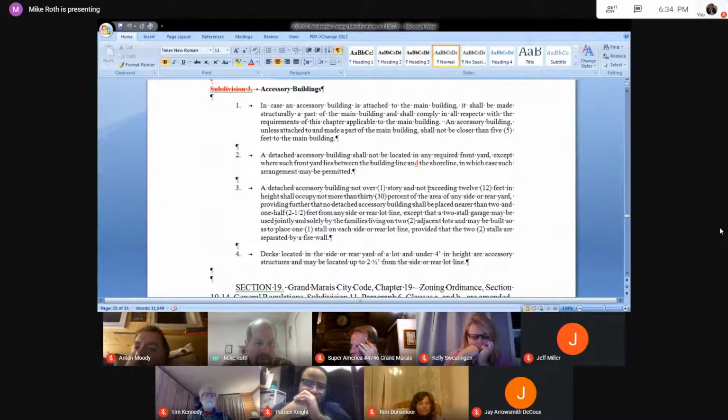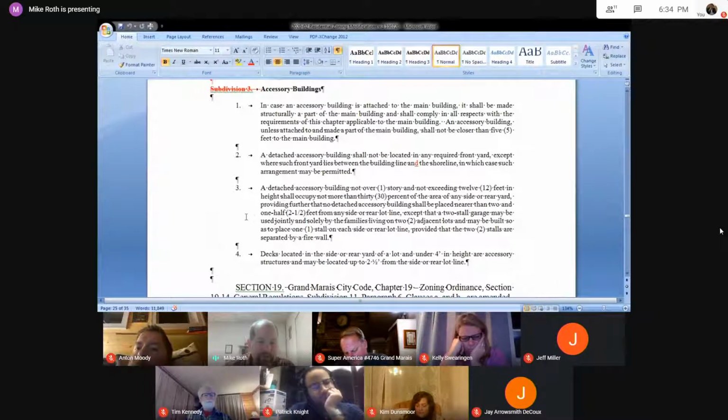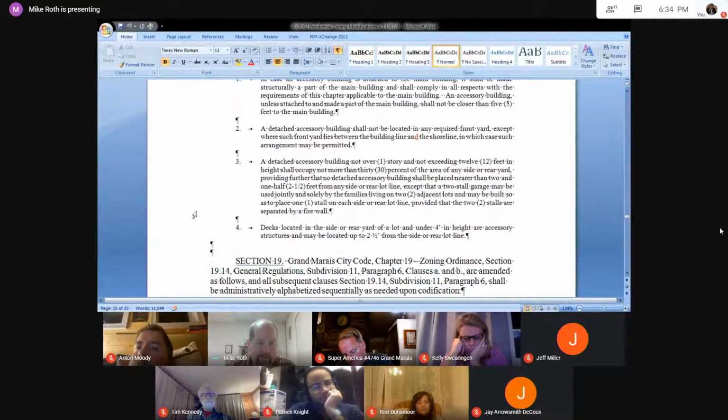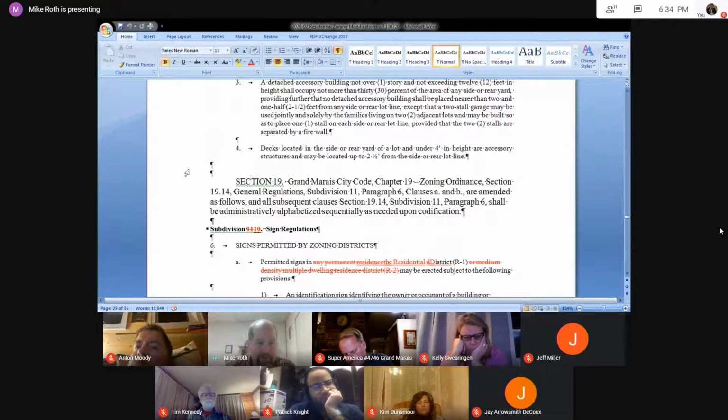We say accessory buildings not more than 1 story and 12 feet. This is different now, right? For an ADU, we'll allow it to be more than 1 story if it's above, say, a garage, and it can be up to 20 feet in height. We also say that it cannot occupy more than 30% of the area of any side or rear yard, and that it can only be 2.5 feet from the side. So we deviate from that on ADUs and say they have to be 5 feet away from the side or rear lot line. And a little bit of decks not related.